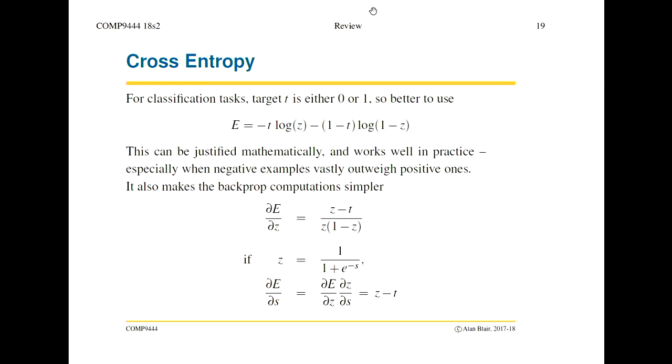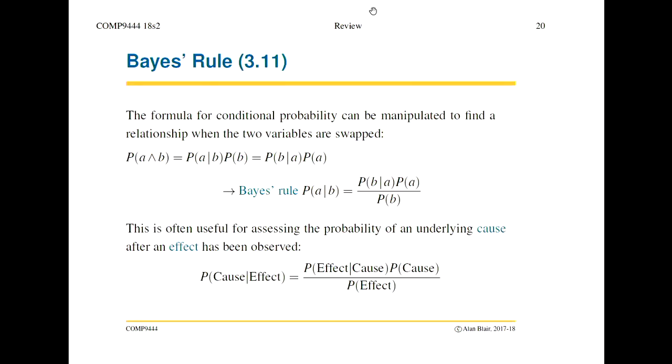So these were the equations for cross entropy. This is our cost function. We described how you're going to interpret this as a probability, and we looked at how this actually simplifies the partial derivatives.